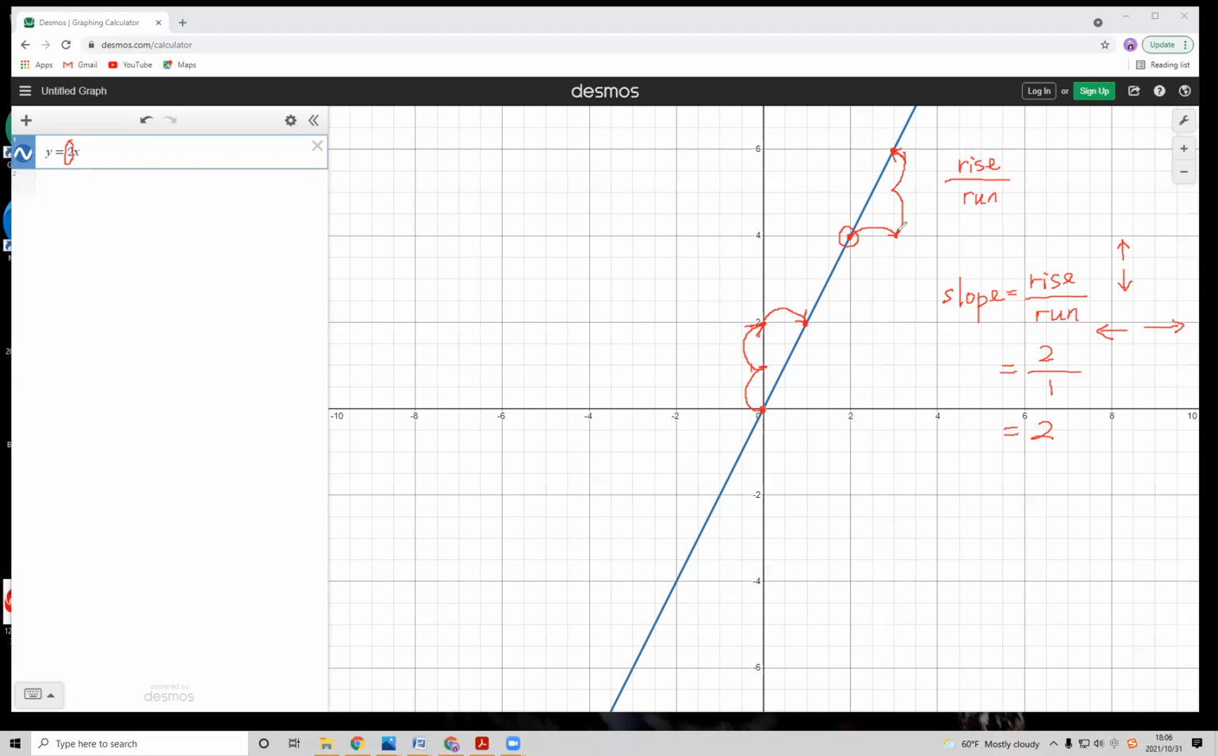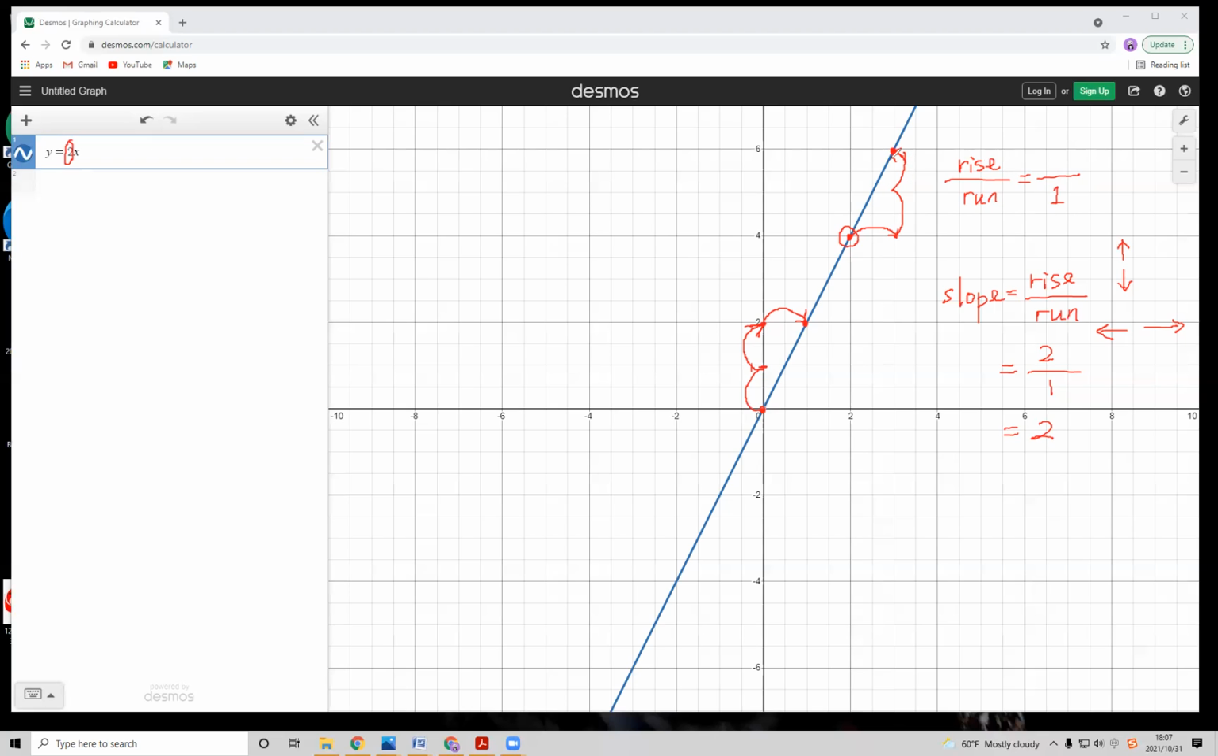And think about which move you did first. If you did run first, run to the right, that's a positive 1. You've got to write down your positive 1 down here. Remember, you run first, it's not rise, so don't put it up here. If you run first, you write it in the right place. Run 1 unit to the right is positive 1.